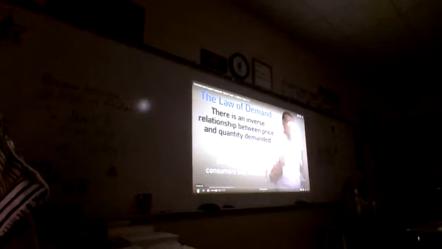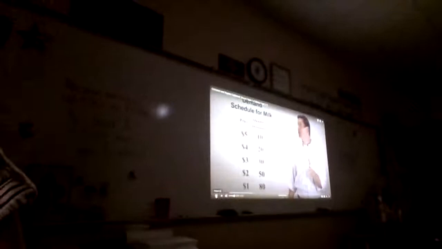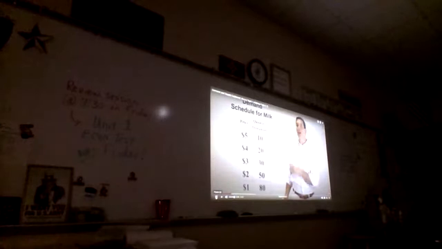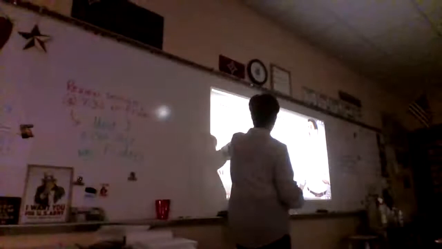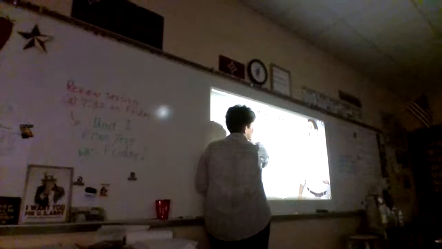So take a look at this demand schedule. As you can see, when the price goes down, the quantity demanded goes up. When the price goes down to 4, 3, 2, and 1, the quantity demanded increases. Now, when you plot these points, you're going to get a demand curve. Everybody understands this very easy concept of plotting the points. And price is always over here, always. Quantity demanded is going to be right here.